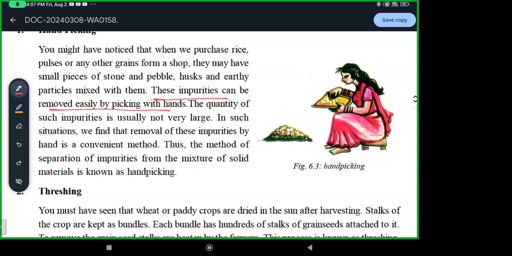The quantity of such impurities is usually not very large. In such situations, we find that removal of these impurities by hand is a convenient method. Thus, the method of separation of impurities from a mixture of solid material is known as hand picking.